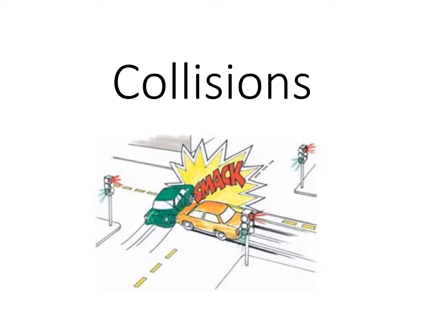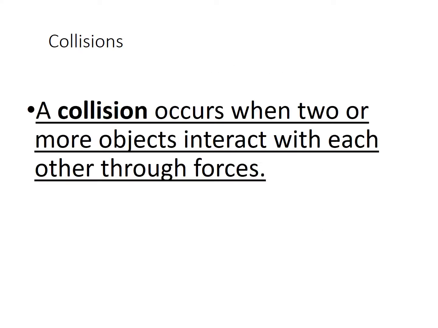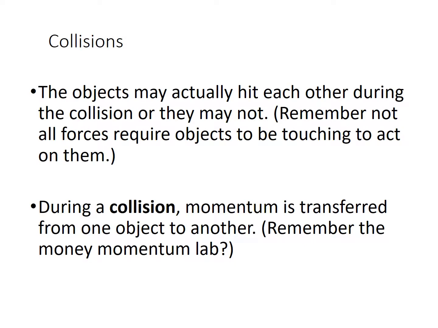So the topic for today is collisions. What is a collision? A collision occurs when two or more objects interact with each other through forces. It's much like a car crash. The objects may actually hit each other during the collision or they may not. Remember, all forces require objects to be touching or to act on them.